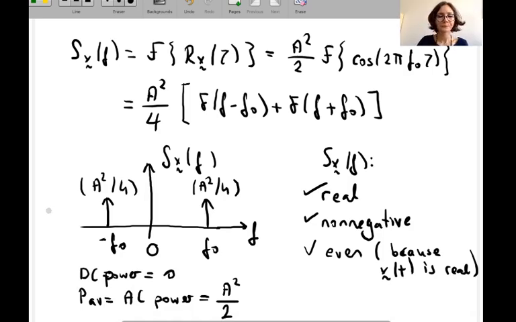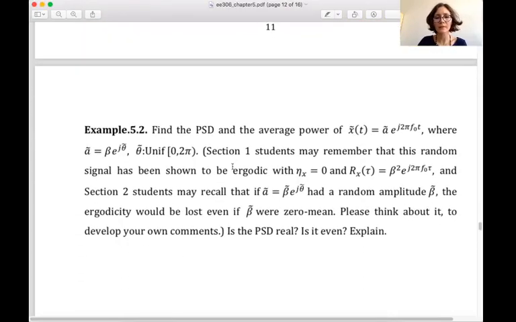Okay, now our next exercise is very similar. Instead of a cosine, now we have a complex exponential. Our random process has this form: a complex exponential term which has deterministic frequency, multiplied with a constant amplitude beta and a random phase term. So this random process is a complex exponential with a deterministic constant amplitude, deterministic frequency, and a random phase term. The phase is uniformly distributed between 0 and 2 pi.